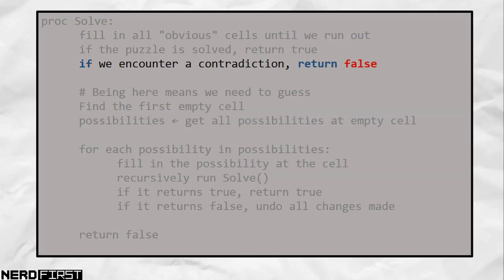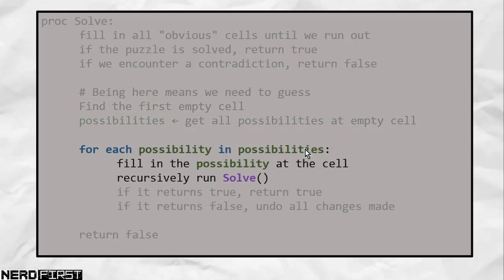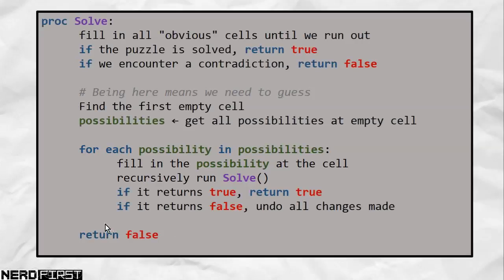Of course, these are not the only 2 conditions we can encounter. It is entirely possible that neither of these things are true, and what that means is our next step is a guessing step. So, we need to find an empty cell and get all the possible values that can occur at that cell. Then we simply loop through the possibilities, fill in the first one at a cell, and run solve to see what happens. That will be a recursive call to this same function.